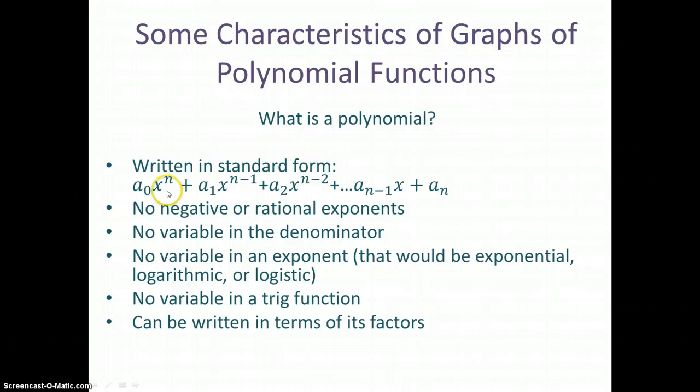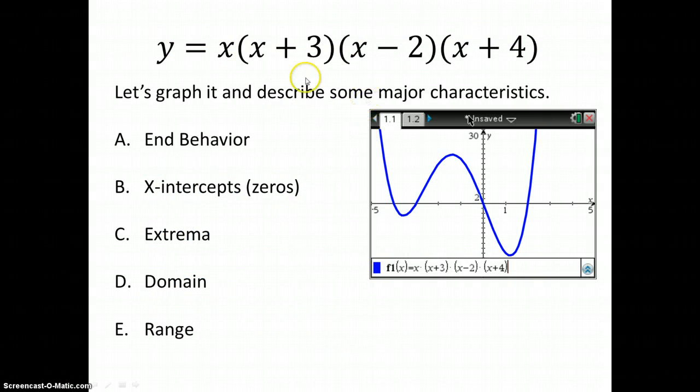Lastly, something that's interesting about polynomials is that you can either write them in standard form or they can be written in terms of their factors, and that's called factored form. The example that I have here, we're going to be using factored form. We have a function y equals x times x plus 3 times x minus 2 times x plus 4. This is in factored form.